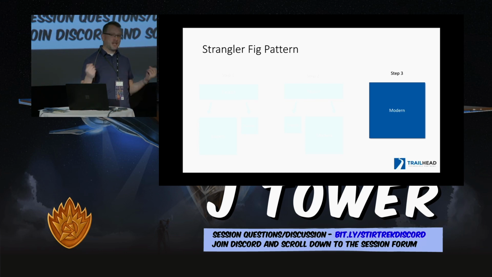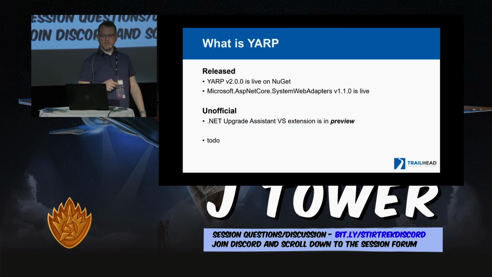Eventually, in theory, you finish. All of your functionality from the legacy app has been moved to the modern app. At this point, the facade doesn't really do any good, so you could remove that unless you're using it for other things, like maybe a microservices architecture or something like that. Then you could keep it, but you don't need it anymore technically because you've migrated everything over. Okay, so that's the strangler fig approach, which is really what YARP is going to help us do with our ASP.NET to ASP.NET Core migration. So what is YARP?